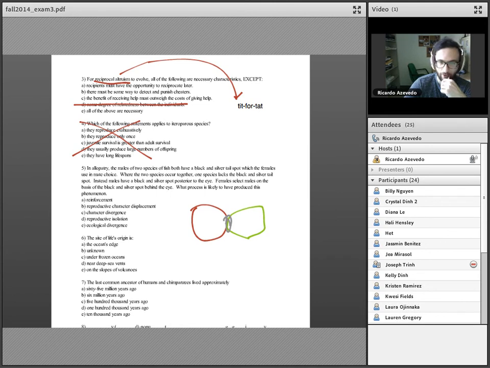So when you move away from the point of overlap, they have very similar mating signals. But when you look at the place where they overlap, they actually do not have the same ones. They do have different ones. So I'm going to say this is a character displacement.